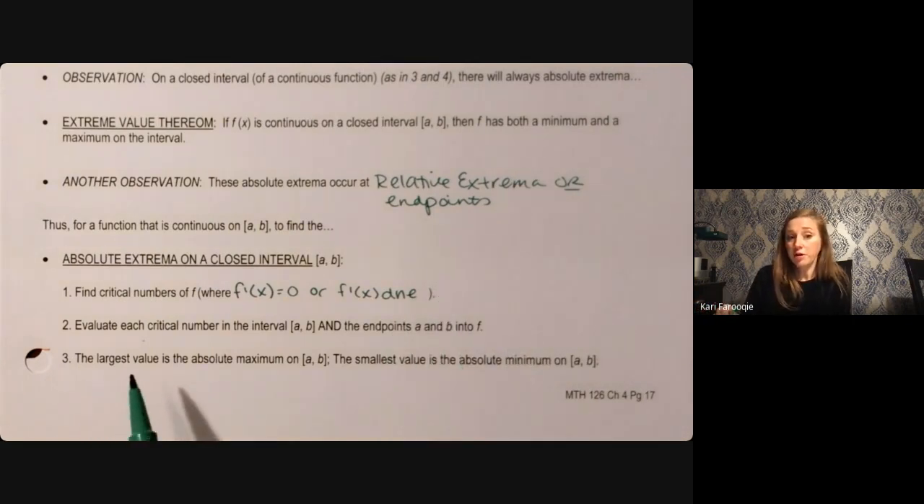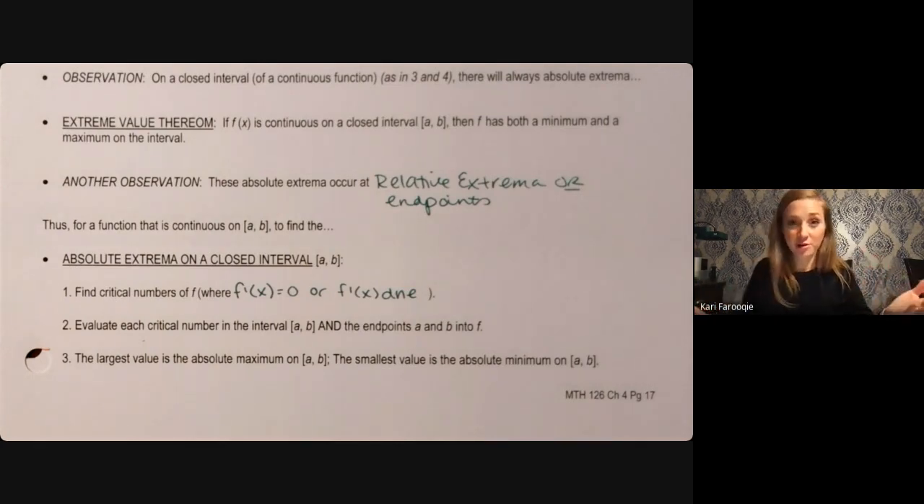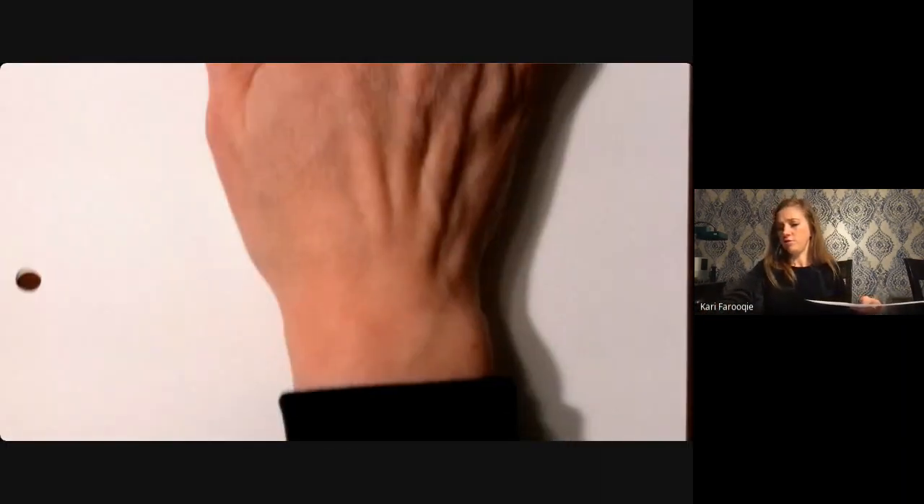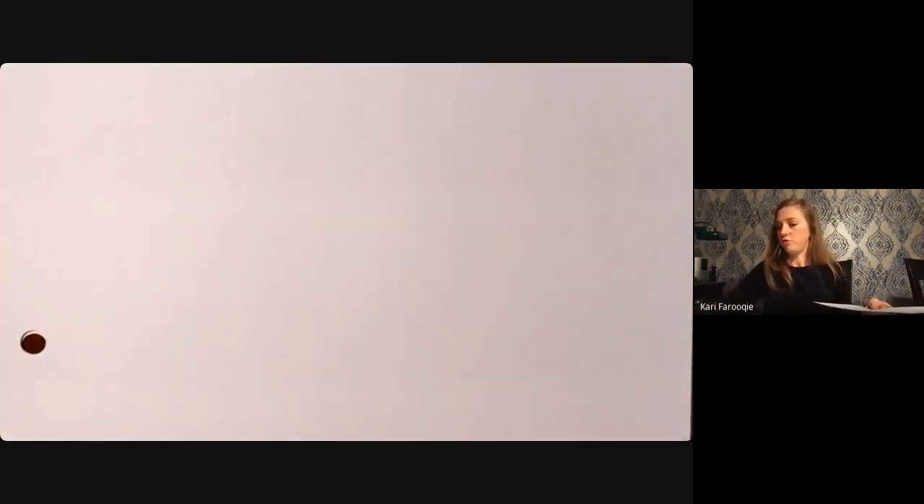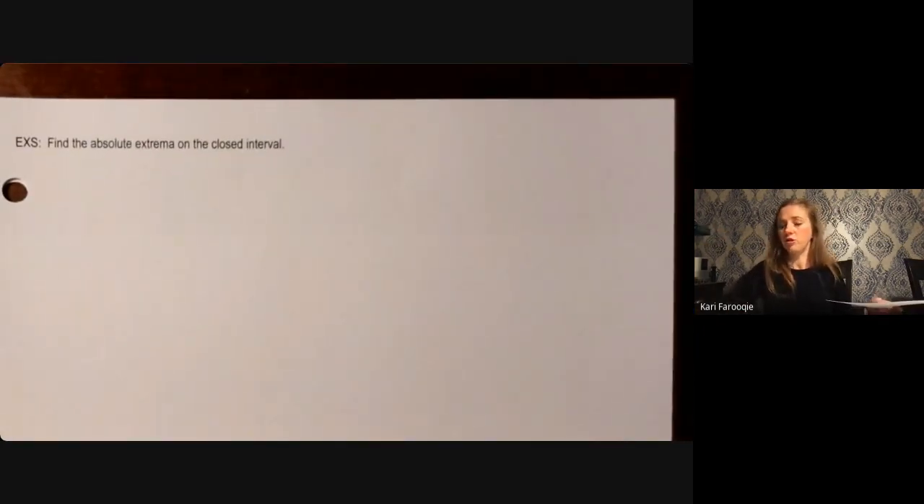So the largest value we find when we evaluate our function is going to be the absolute maximum on the interval, and the smallest value we find is going to be the absolute minimum on the interval. And that's going to be our process today for finding absolute extrema on a closed interval. So we're going to do that first. I think that students generally tend to do very well with this. It's kind of just like a little extension of what we were doing previously in the first section.